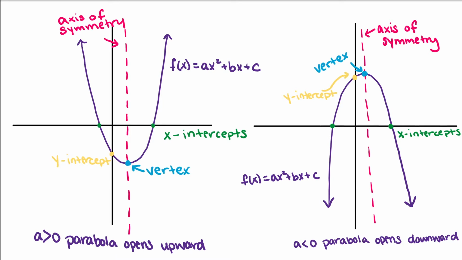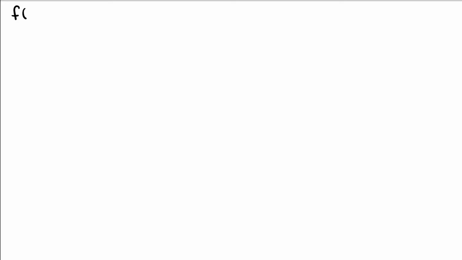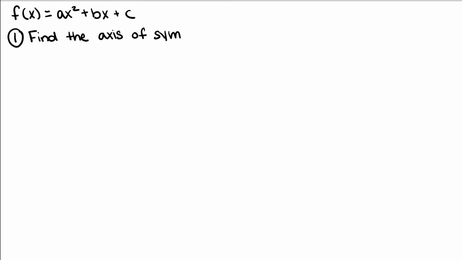Let's walk through the steps of graphing quadratic functions. Remember, our quadratic function in standard form is f of x equals ax squared plus bx plus c. First, we'll find the axis of symmetry. The axis of symmetry can be found using x equals negative b over 2a. This will be a vertical line where the axis of symmetry exists.